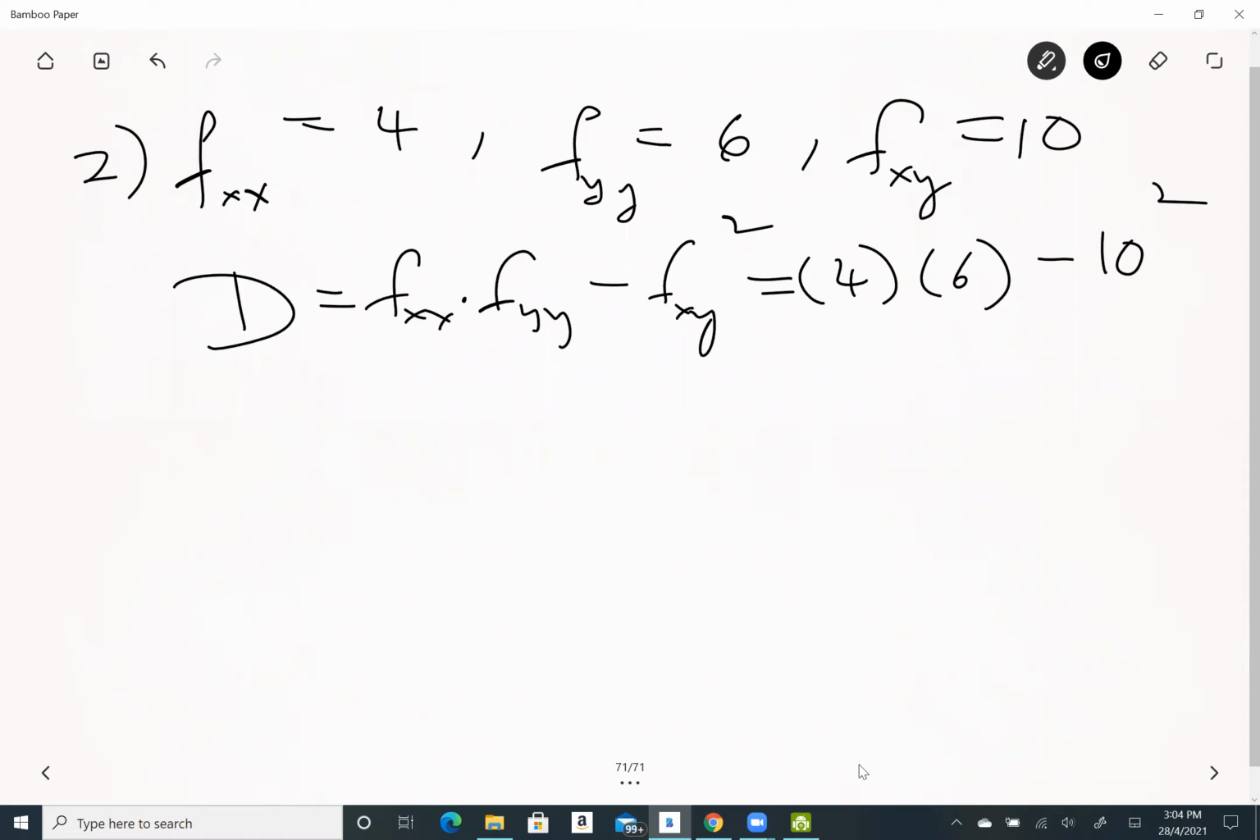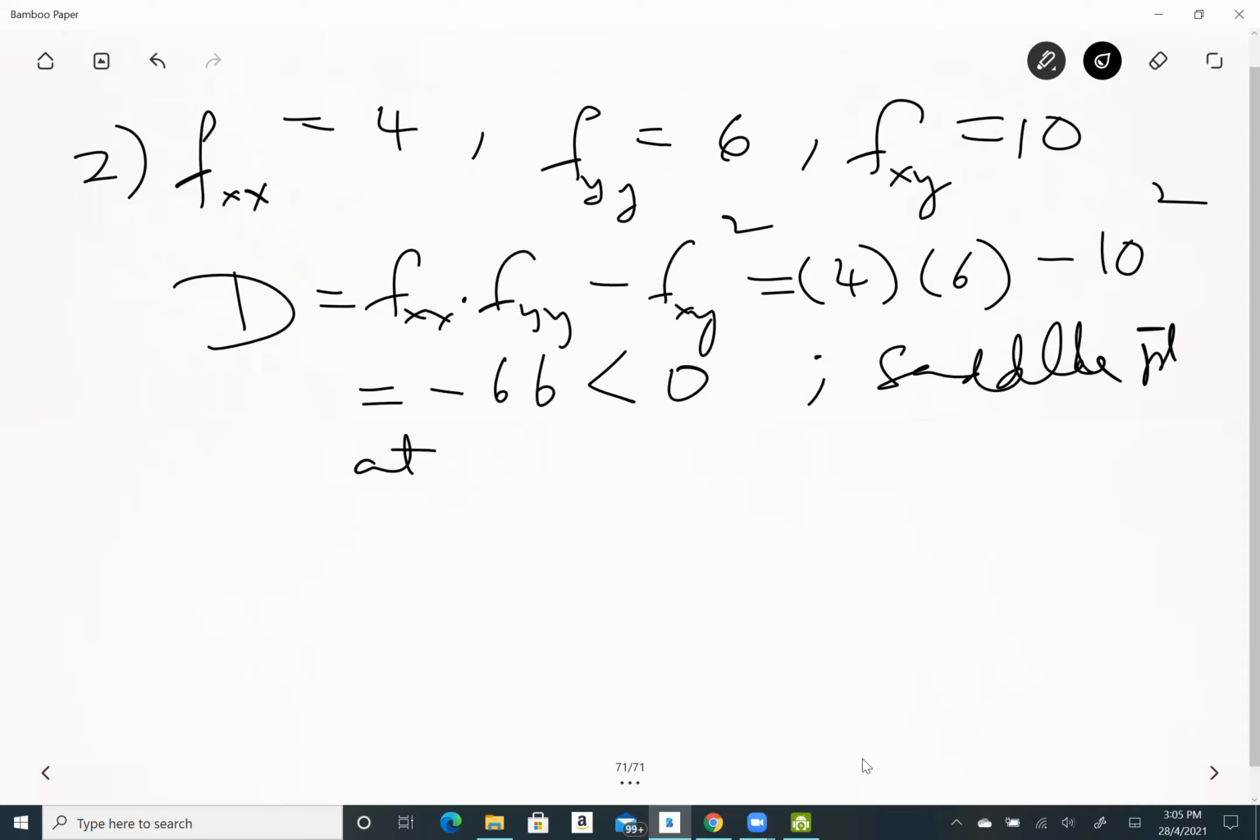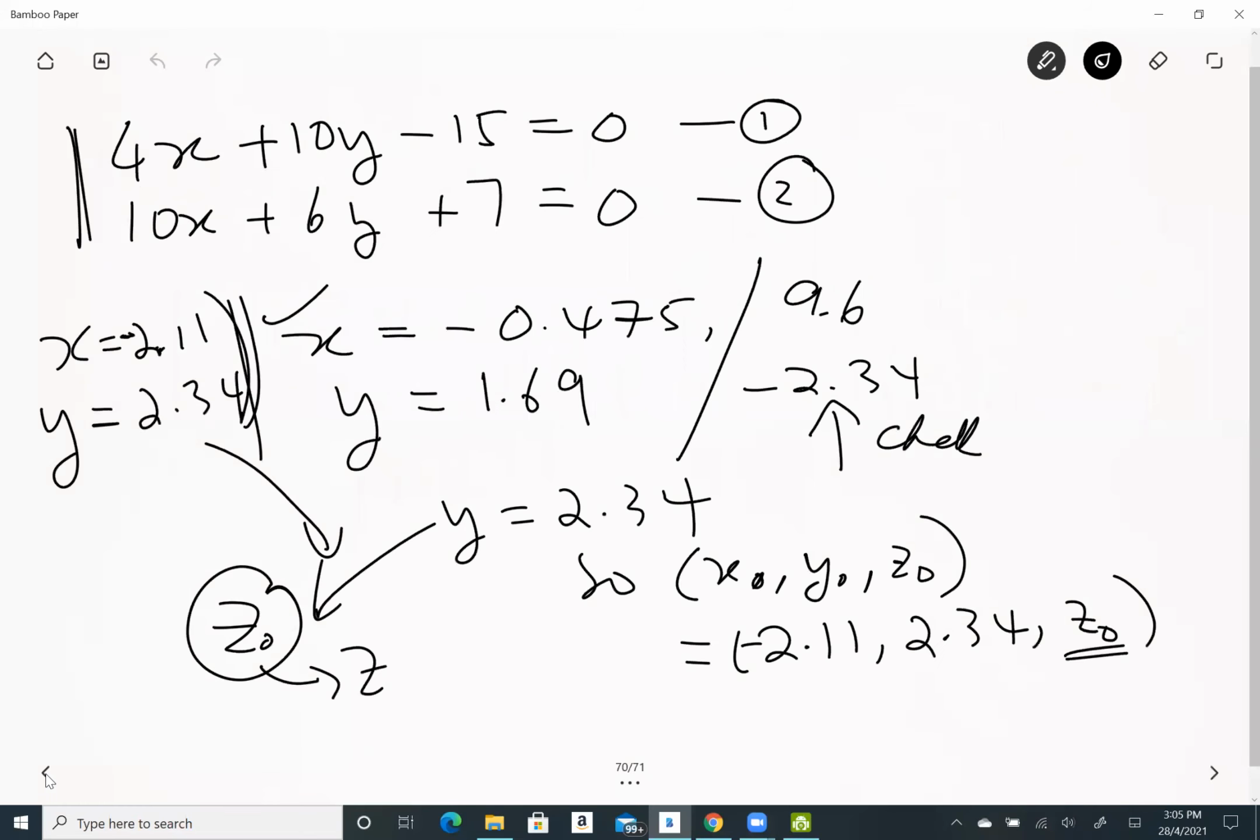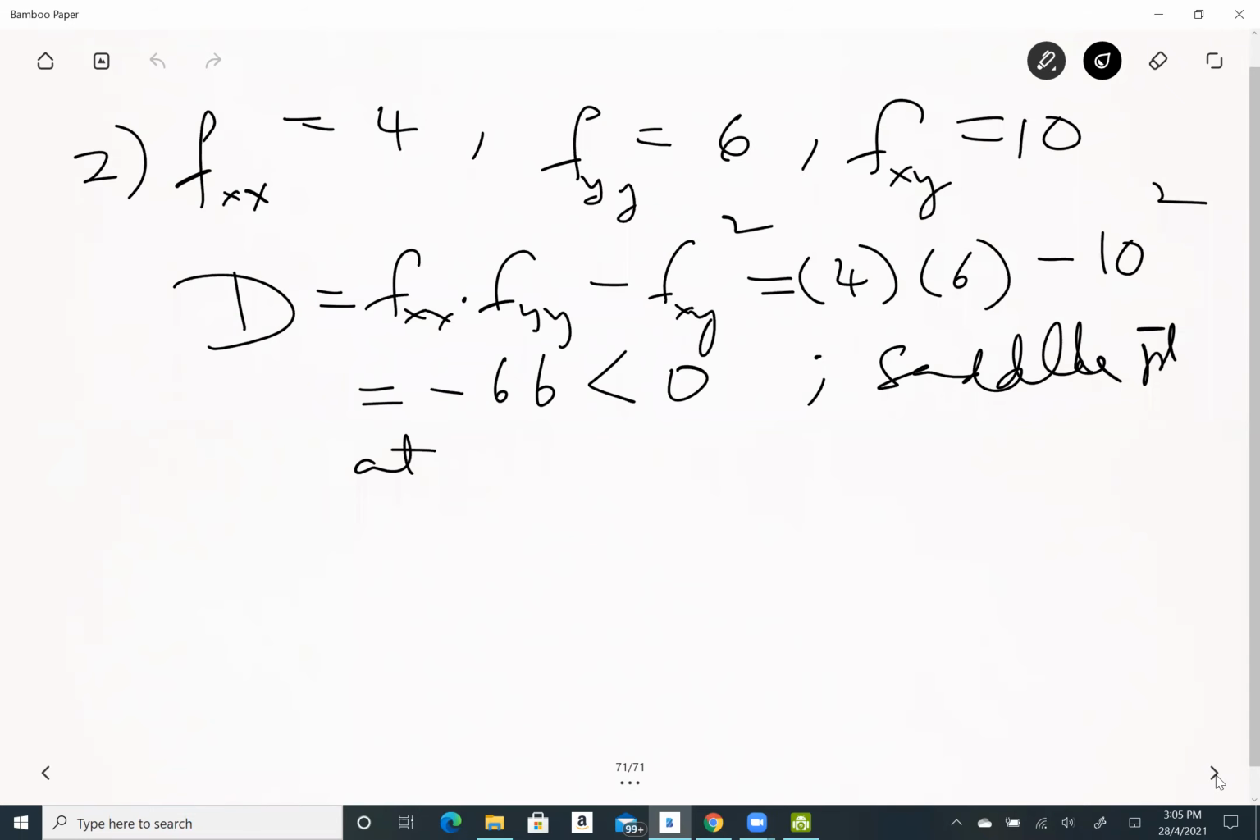Okay, so here 24 minus 100, that's a negative. So this example is not a good example, but it is good exercise to determine the critical point. So that is a negative, you have a saddle point. Okay, saddle point at that point, at negative 2.11, 2.34 at the critical point.